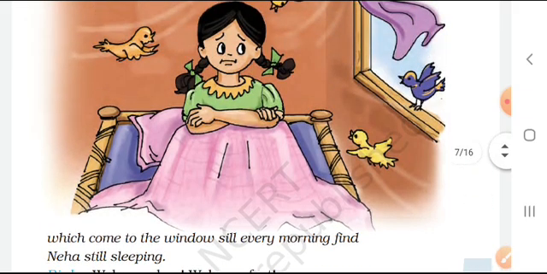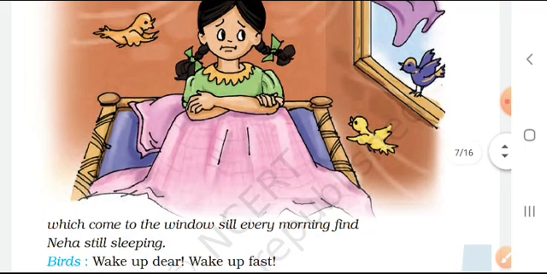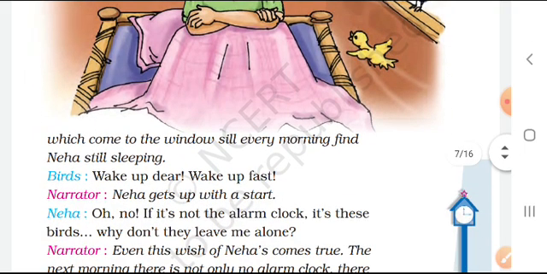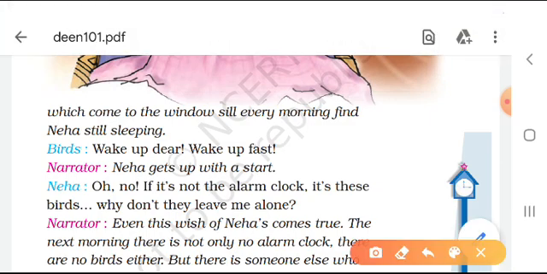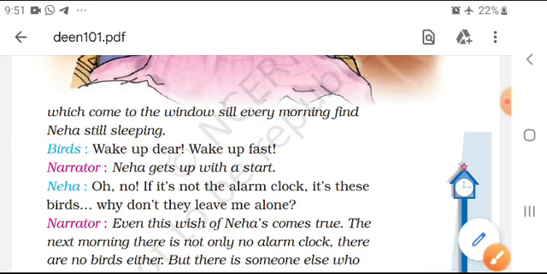Which come to the window sill every morning. It means the birds always come in the morning. Every morning they come, but today they are seeing that Neha is still sleeping. So now what will the birds do? They will make noise for Neha. Now the birds say: wake up, dear, wake up fast. They are saying, my dear, please wake up very fast because it is a time to wake up. It is not a time to sleep.